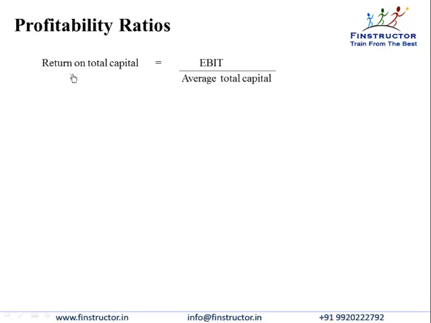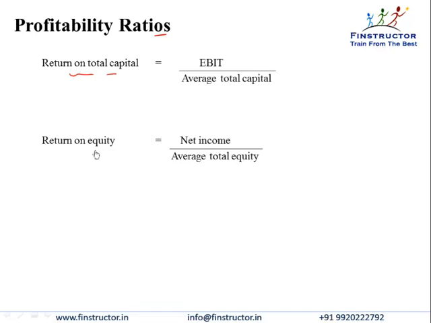So return on total capital is another profitability ratio defined as the EBIT upon the average total capital. It's an impure ratio, so income statement item from the previous year, balance sheet item as an average of the last 2 years. So total capital is the total equity plus the total debt, short term as well as long term, as we've studied.